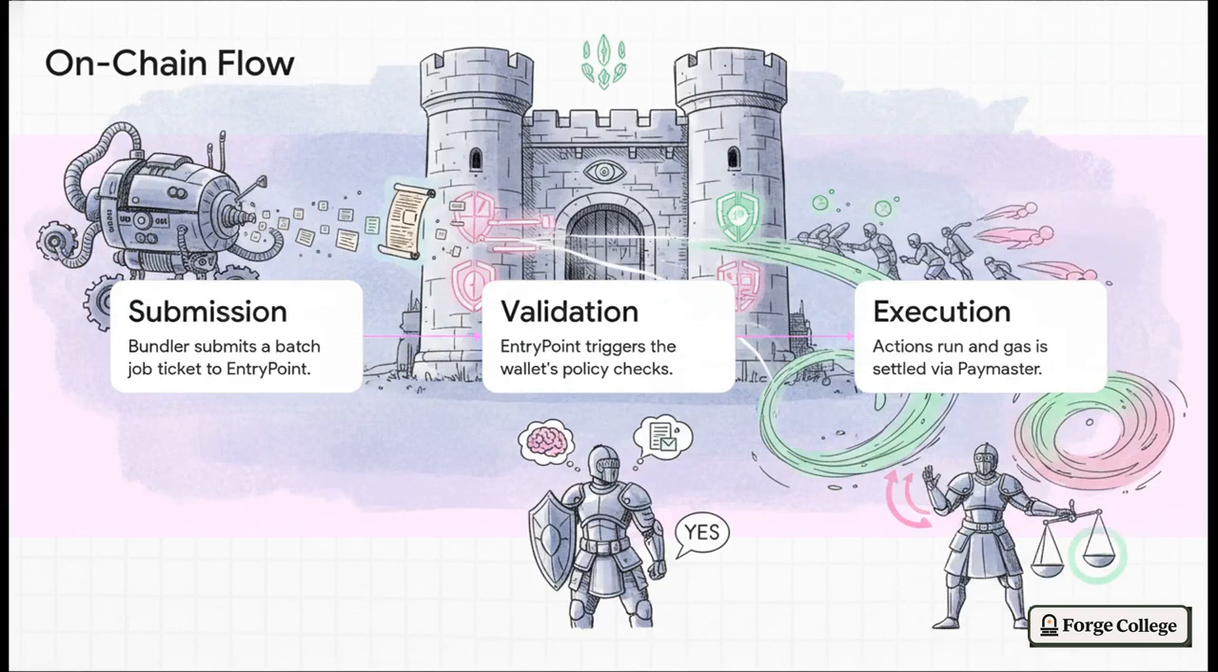Next, we move on-chain. The bundler submits this massive batch of operations as a single job ticket to the EntryPoint dispatcher. Now, the EntryPoint doesn't just blindly execute this stuff. It pauses, and it rigorously validates each operation against your wallet's unique, specific policy. It basically asks your wallet, hey, is this valid? If your wallet code says yes, the EntryPoint executes the call and then dynamically settles the gas payment, either routing refunds or charging a paymaster if one was involved. It is honestly a beautifully orchestrated dance of validation and execution.